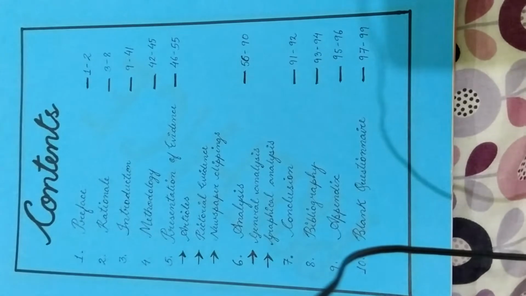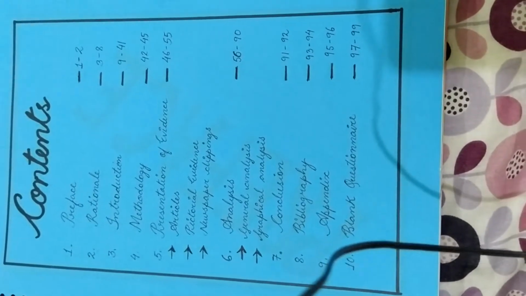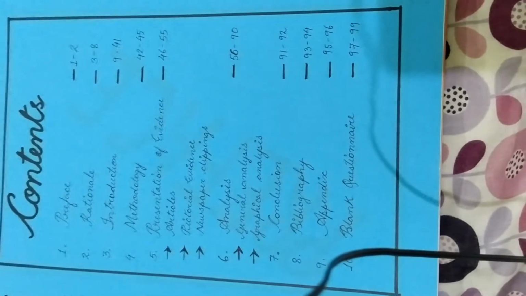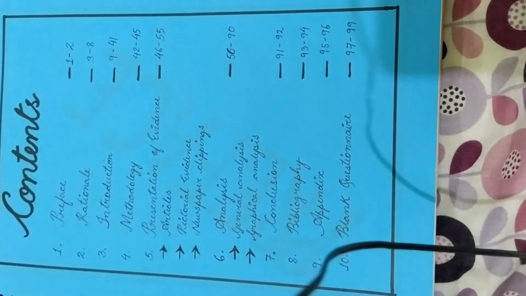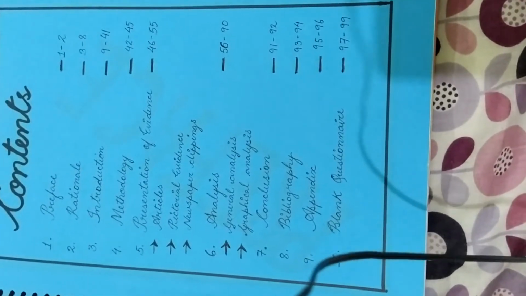Then is the analysis part. Analysis is of 2 types in our project, general and graphical. First of all you will do general analysis and then graphical analysis, which I will show you shortly. Then comes the conclusion. Although she has written the bibliography after the conclusion, this time we need to write 2 other things before the conclusion.